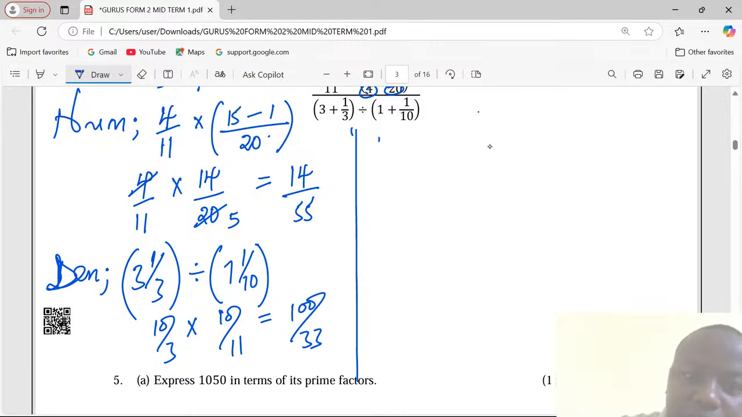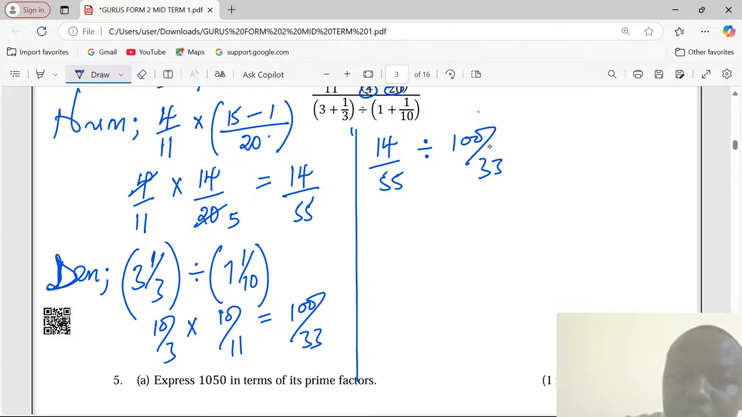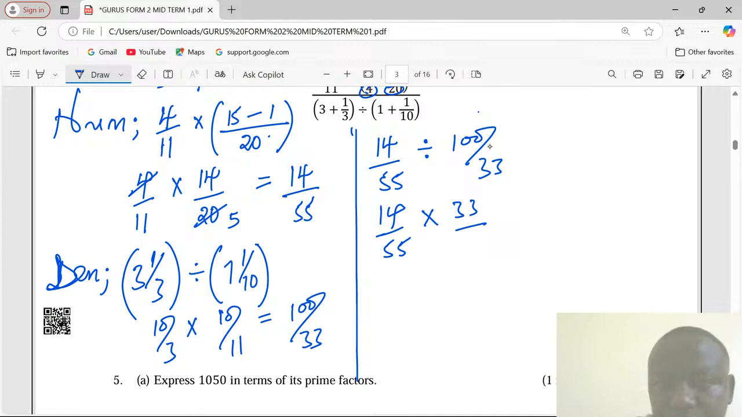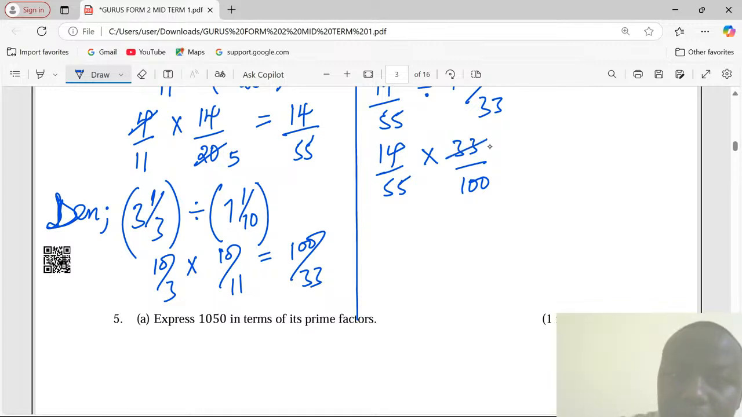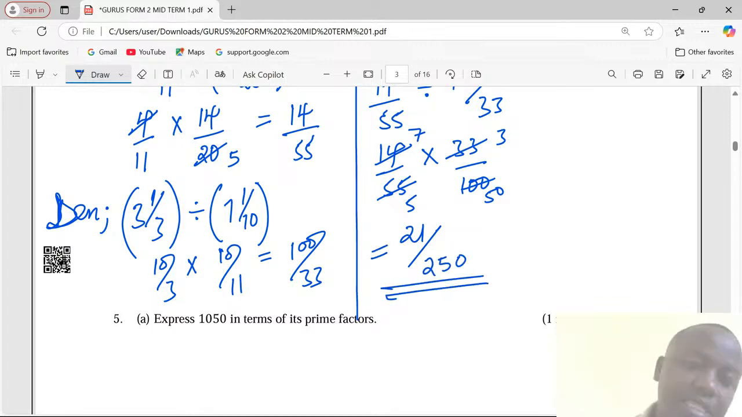So now we can combine what we simplified in the numerator and what we are simplifying now in the denominator. From the numerator, we have 14 out of 55 divided by 100 out of 33. Now this means 14 over 55, instead of divided, now I change to multiplication, then I take the reciprocal. So I divide by 11, 3, and by 11, 5. Then I do 7 by 2, and this one becomes 50. So I'll be having 21 out of 250. This is a simplified fraction. I don't think we can go beyond that.